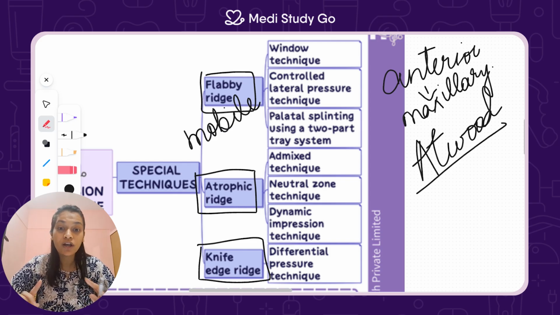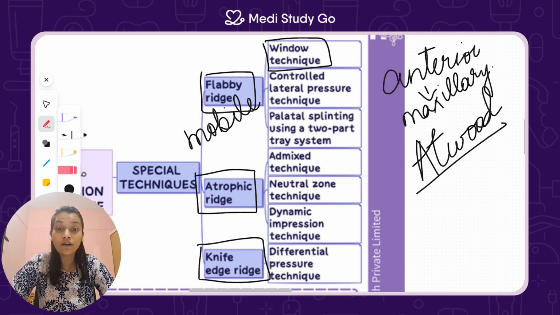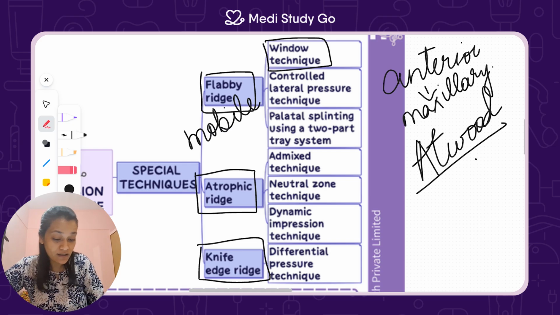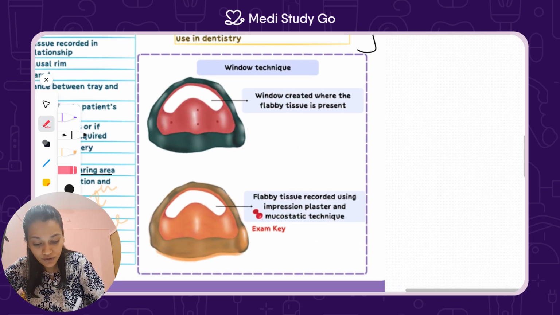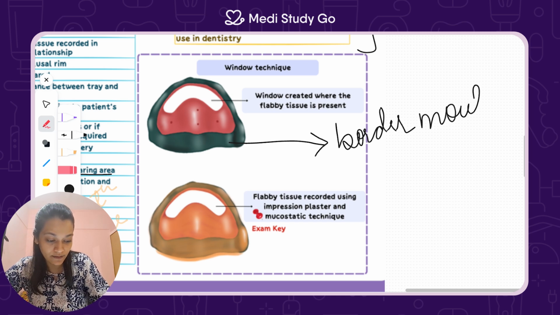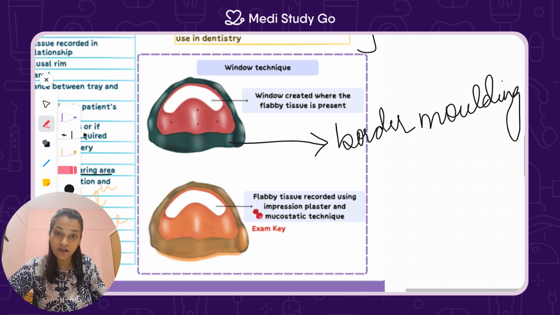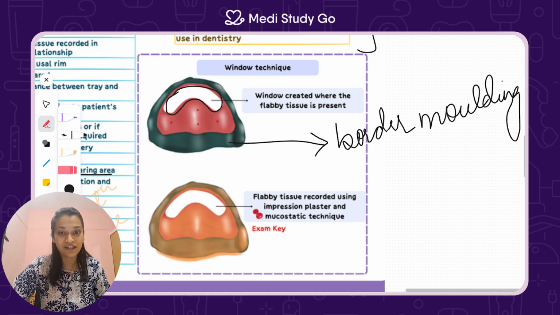So what would you do? You record your normal impression for the other areas. But for your flabby tissue, you're going to use a technique that is called a window technique. In this, you control your lateral pressure. So what is going to happen? If you see here, you see that the border molding is done already. So the border molding was completed and a window was created. So you mark your flabby tissues using your indelible pencil and you remove that area from your tray.